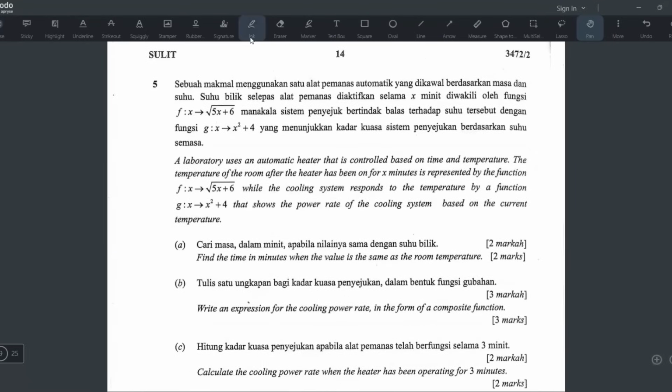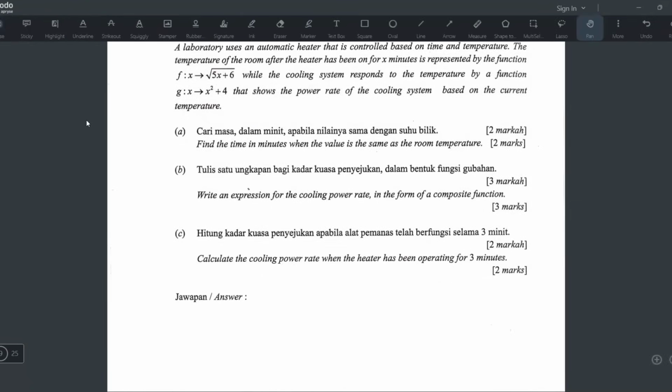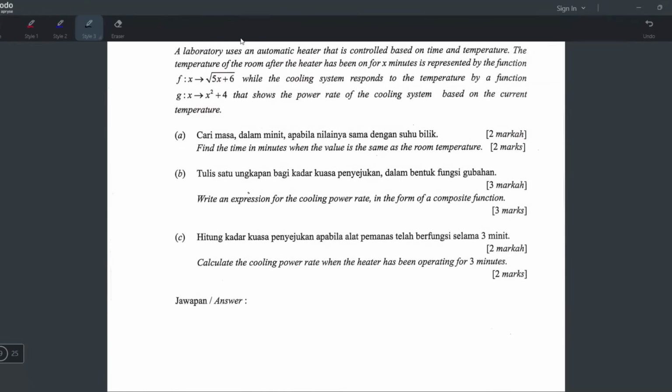Okay, now I'm at question 5. Okay, I see f(x), I see g(x). I know already from Form 4, chapter 1. Function. Okay, there's a story here. So let's read the story. Usually students hate this kind of question, the story question, right? Okay, let's read. A lab uses an automatic heater that is controlled based on time and temperature.